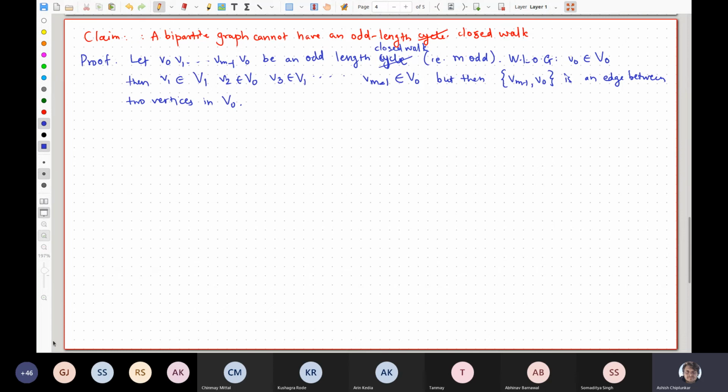Cool. What else is there? Are there other structures that cannot appear in a bipartite graph, or is this all? What do you guys think? Right. So, are there other conditions that a bipartite graph must satisfy, or is it sufficient if I ensure that the graph does not have an odd length cycle? Is that sufficient to ensure that the graph is bipartite?